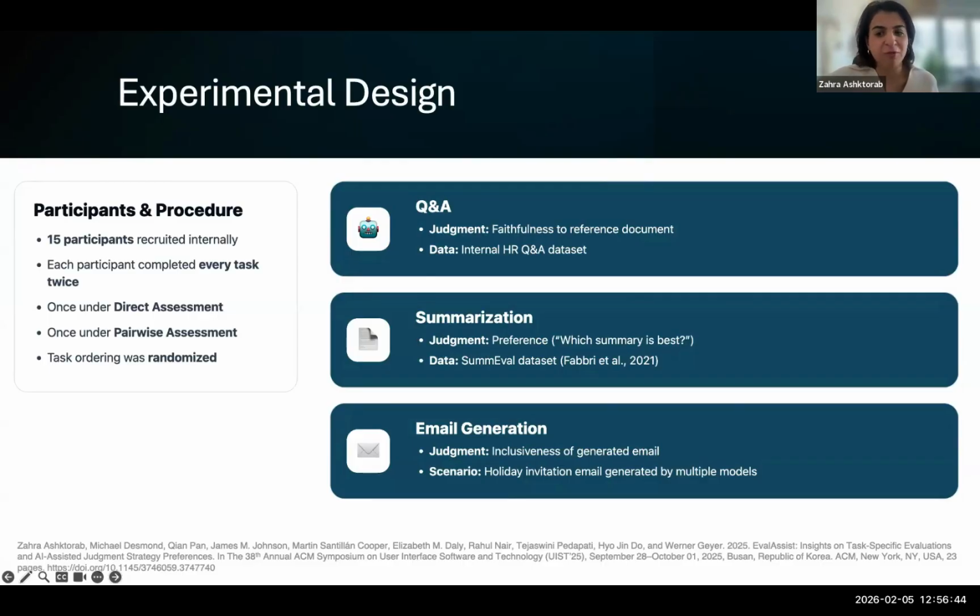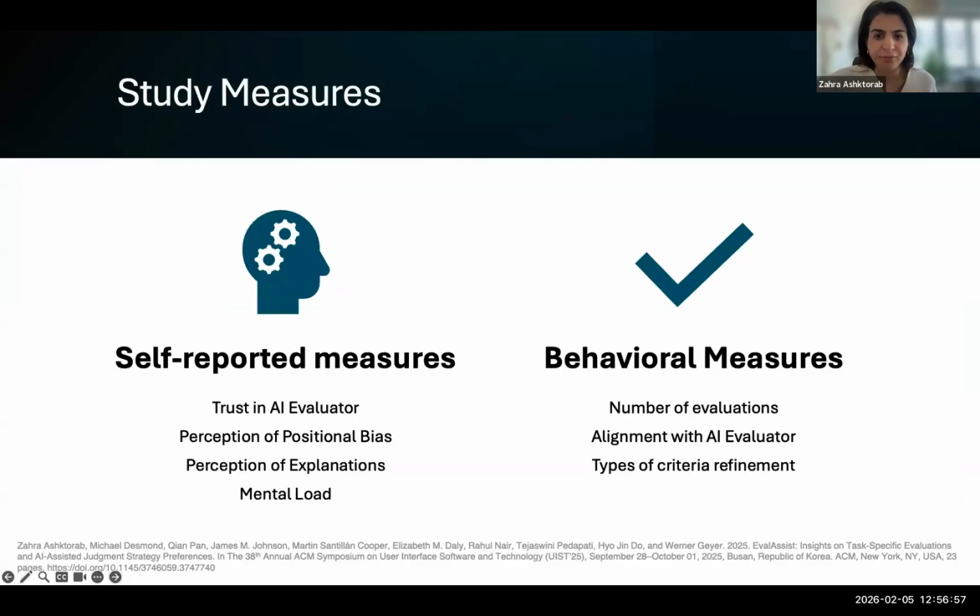Some of the videos we saw before were from our study. So we were able to capture things like number of evaluations run, changes in the criteria, configurations during the evaluation process, and also human-AI agreement. At the end of each task, we collected behavioral measures like number of evaluations, alignment with the evaluator, and logged the changes during each evaluation. And we asked participants to reflect on their preferred assessment methods.